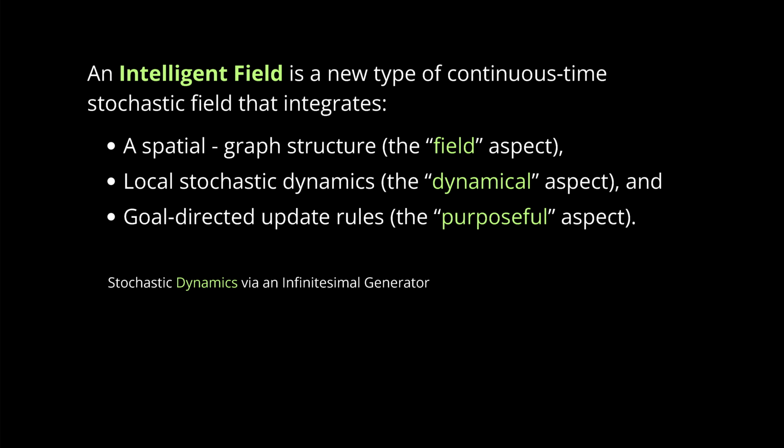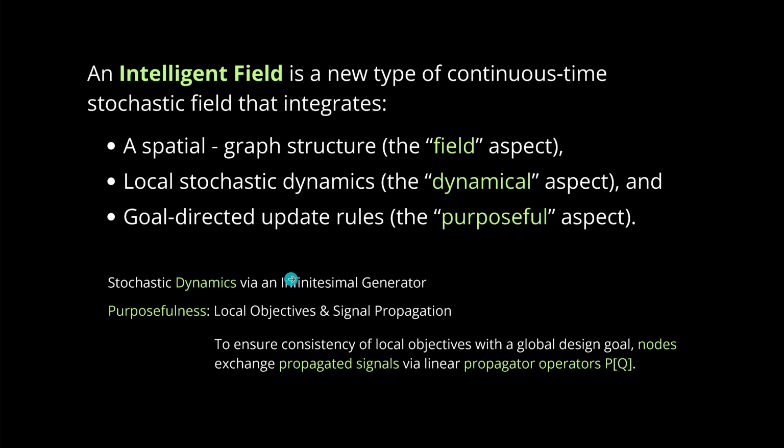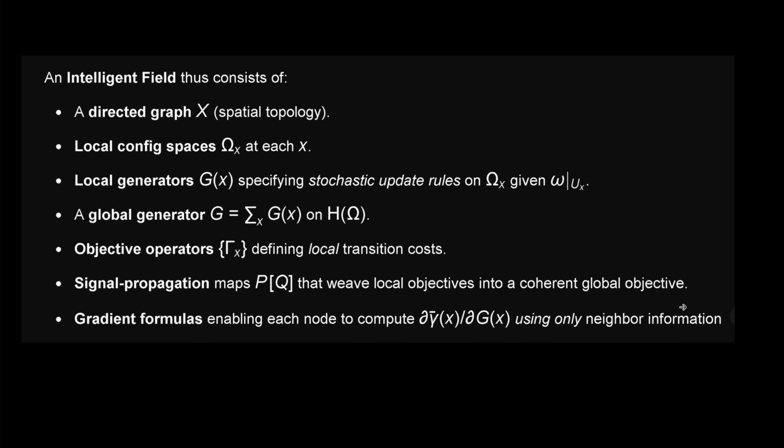The stochastic dynamics will be defined via an infinitesimal generator and operator, and the purposefulness, and this means the local objective and the signal propagation that you are familiar with, no? With message passing, for example, from a graph neural network, we will add here a little bit more far-reaching components on an operator that I'm going to show you. So we will propagate our signals via a linear, the simplest form of a propagator operator. So let's have a look at this.